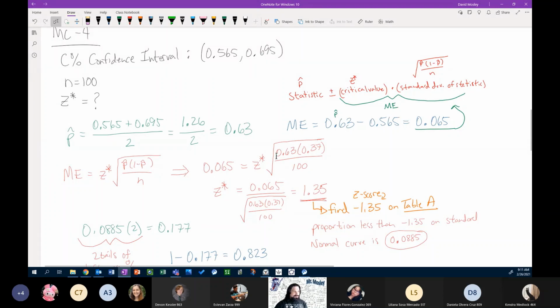We get 0.065 equals Z star times the square root of 0.63 times 0.37 divided by 100. We divide each side by the standard error, the square root part. We get Z star equals 0.065 divided by the square root of 0.63 times 0.37 divided by 100, and we get approximately 1.35. We need to find negative 1.35 on table A. This is our Z-score that we'll find on table A, and trace that to the interior of table A. The proportion less than negative 1.35 on the standard normal curve is 0.0885.